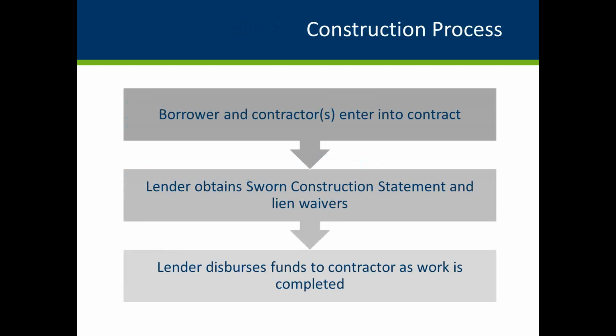The borrower and contractor enter into a contract before the work begins. The lender should obtain the following documents for the loan file: a sworn construction statement from the general contractor, invoices, and lien waivers for work performed and materials supplied by the general contractor, the subcontractor, and/or material supplier. The lender disperses funds to the contractor as the rehab work is completed.